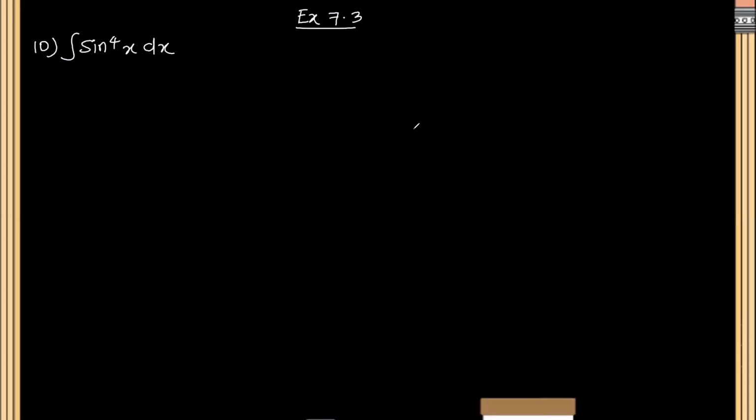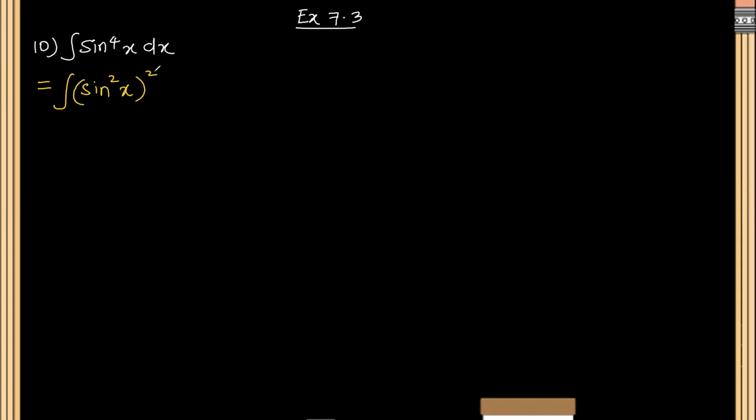Continuing with exercise 7.3, question number 10: integral of sin^4 x dx. For trigonometric formulas with respect to sine, we have them for sine square and sine cube, isn't it? We don't have one for sine power 4x.